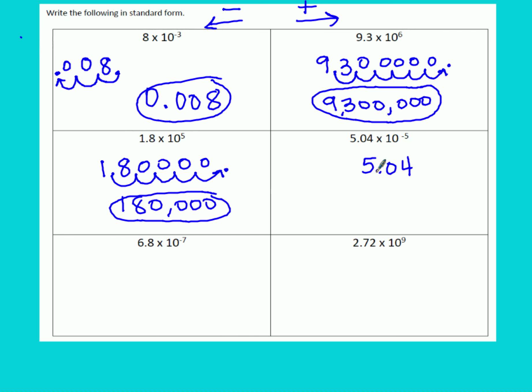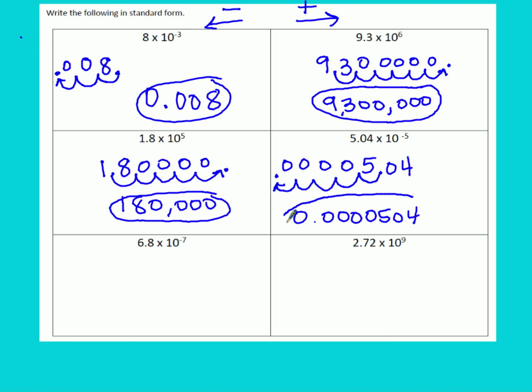So negative numbers for our exponent, we move to the left. So we're moving our decimal 5 spaces to the left, and we fill in those empty spots with zeros. That means that we get 0.0000504. This is a very small number. It's between 0 and 1, and we started with a negative exponent, so again, that makes sense.